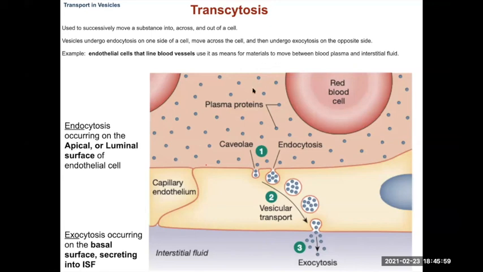So this is where I wanted to bring up that last point right here before we break, before lab.